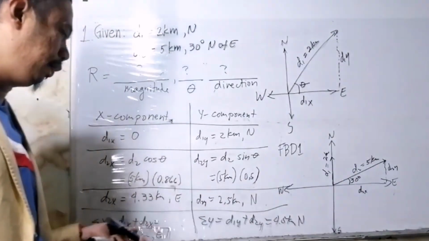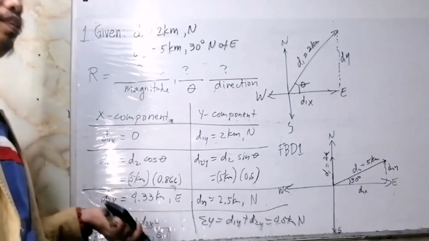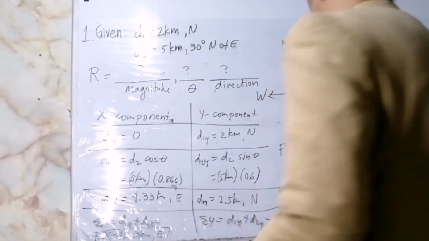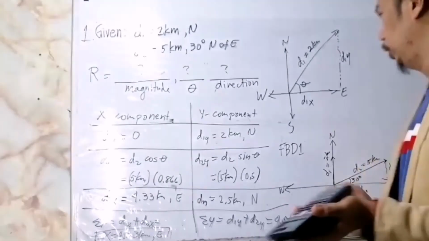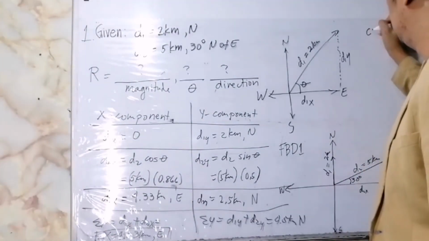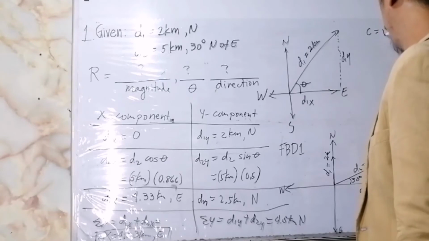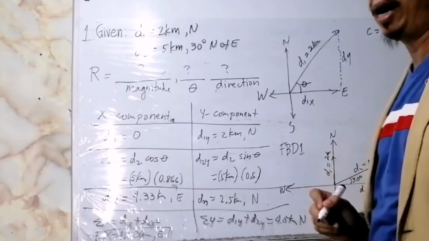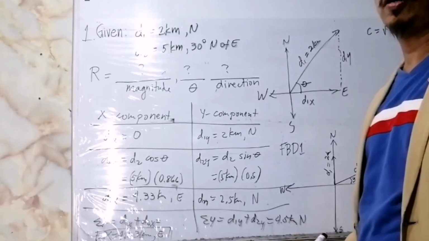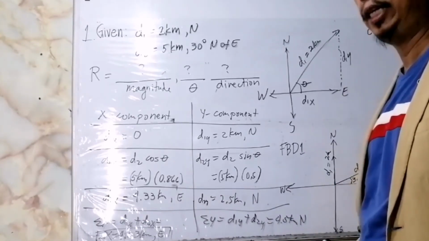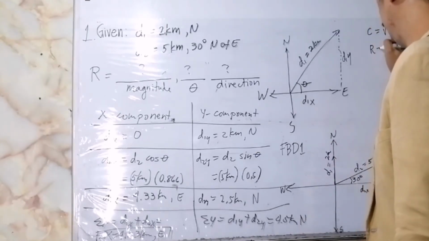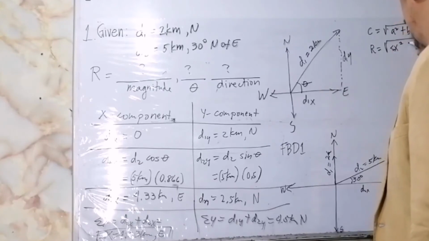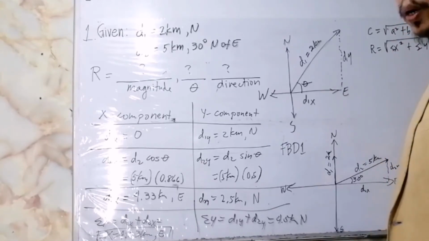Now, so we're done on the summation. But we're not yet done on the magnitude. We don't have yet the magnitude. And how do we get the magnitude of the vectors? To get the magnitude of the vectors, we use c is equal to the square root of a squared plus b squared. And what is this all about? We can also substitute this to another representation. That is, r is equal to the square root of the summation of x squared, plus the summation of y squared.